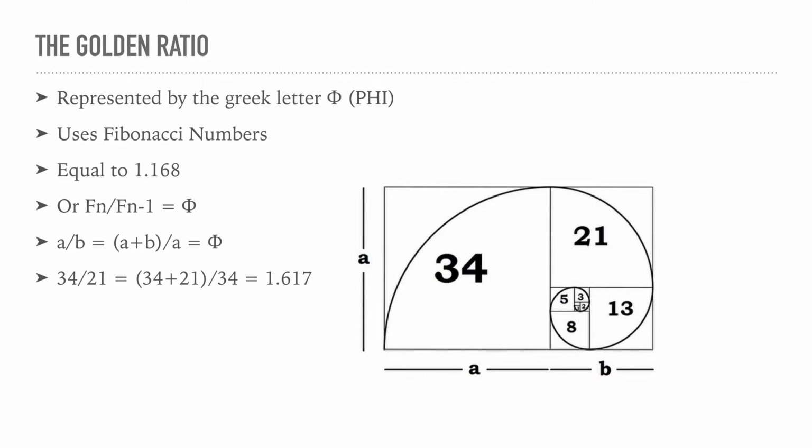So we have 34, and then the square underneath it is 21. So 34 divided by 21 is going to equal very close to 1.618. And also 21 divided by 13 is going to be very close to 1.618. So we can very closely see the correlation between these different squares. And that's why when we create this pattern, it's so proportionate and pleasing to the eye, because it has this very consistent ratio keeping it going.